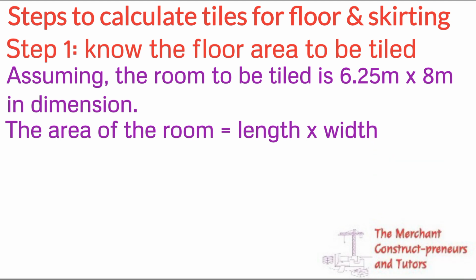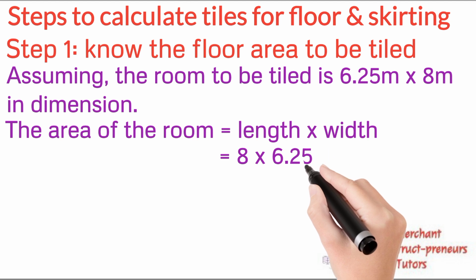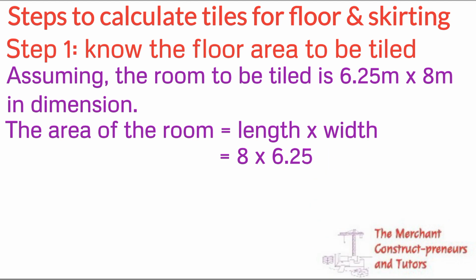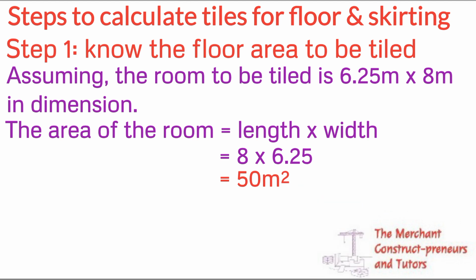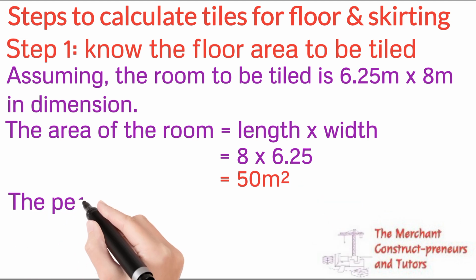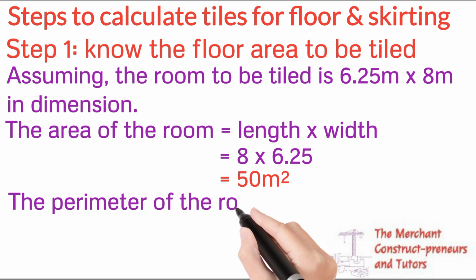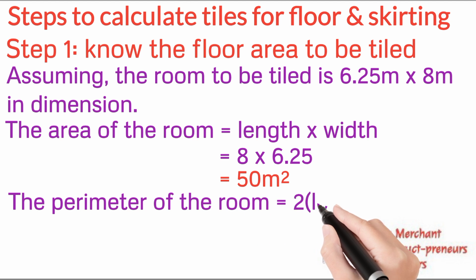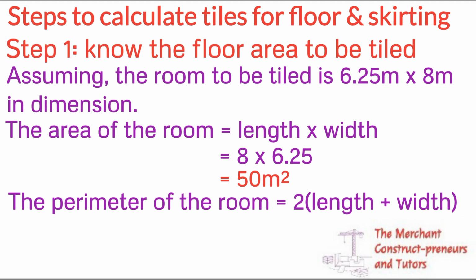So assuming the room to be tiled is 6.25 meters by 8 meters in dimension, the area of the room is length times breadth. The length is the 8 meters, that's the longer side. The width is the shorter distance, 6.25. So when you multiply it, you have 50 square meters, right?